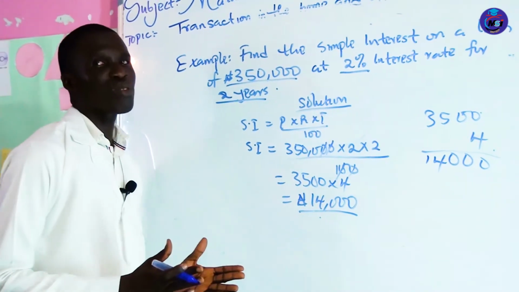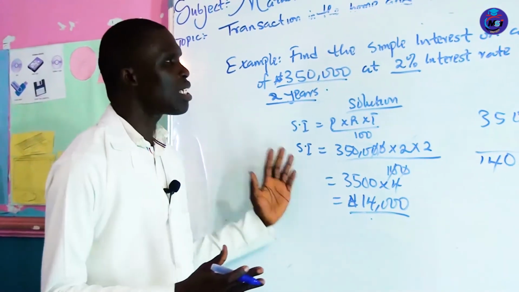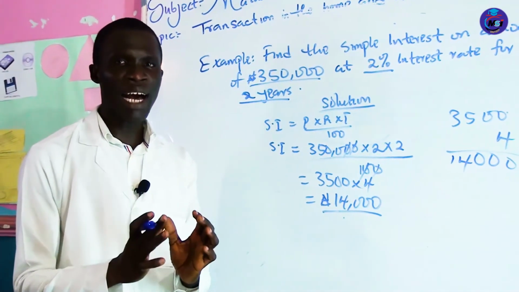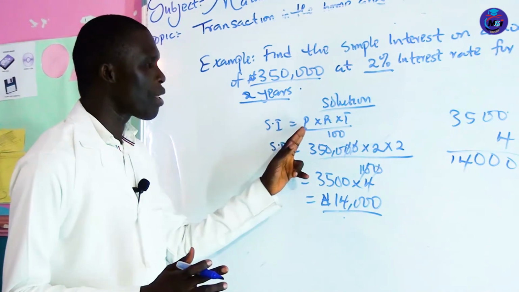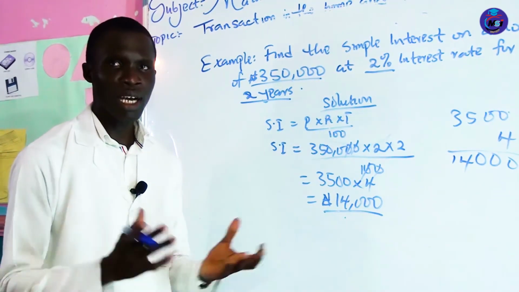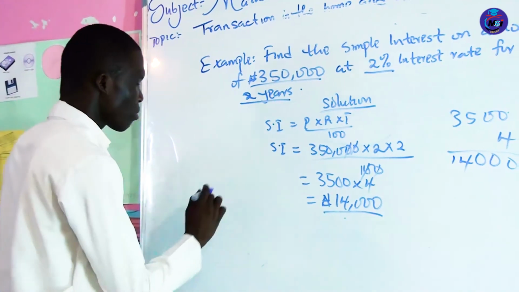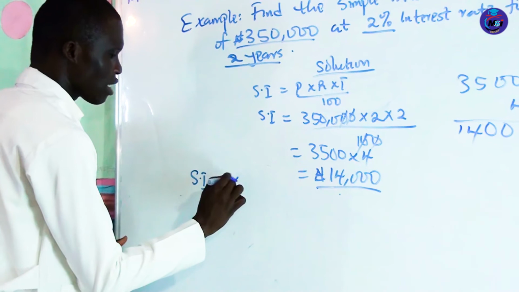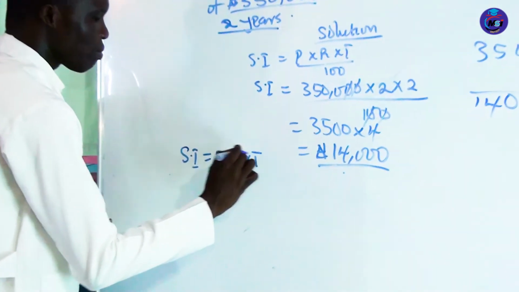I may not have time to solve more questions on this simple interest, but I'm going to give you a short formula on how to find your P, how to find your R, and how to find your T. Can we quickly do that? Okay. SI equals P times R times T.